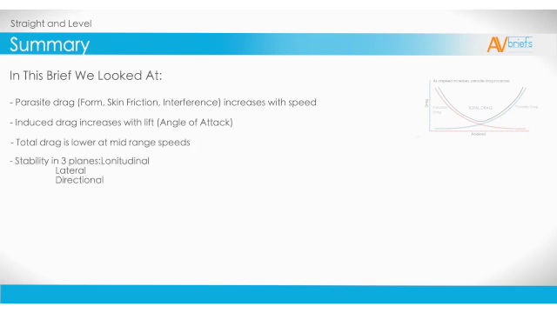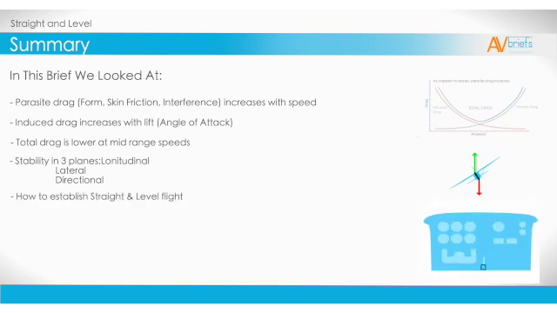We looked at stability in all three planes. We had longitudinal, lateral, directional. We looked at how to establish and maintain straight and level flight. And we looked again at slow flight. This is the relationship of angle of attack to airspeed. Attitude must change when using flaps or changing speeds, if one wants to maintain level flight. This is because the change of speed and flaps, which we didn't speak about, changes the angle of attack.